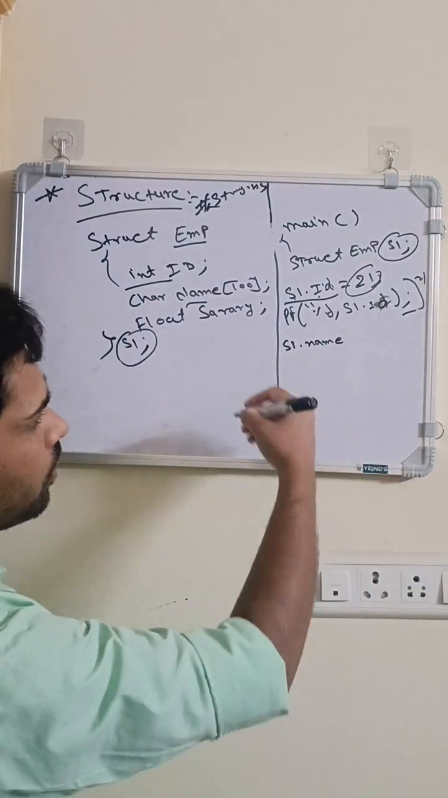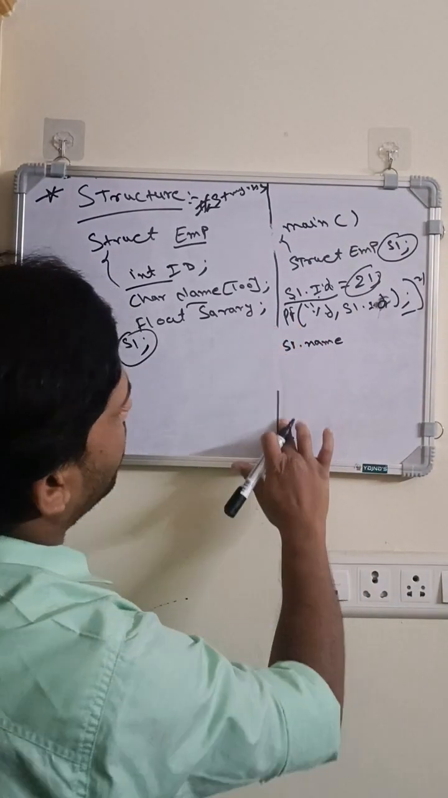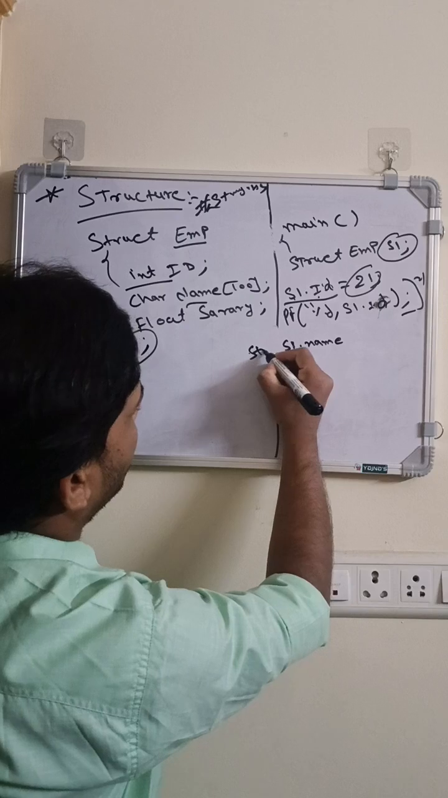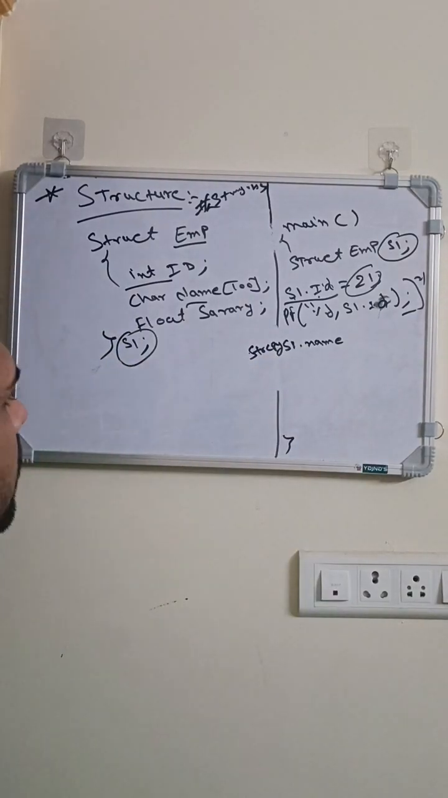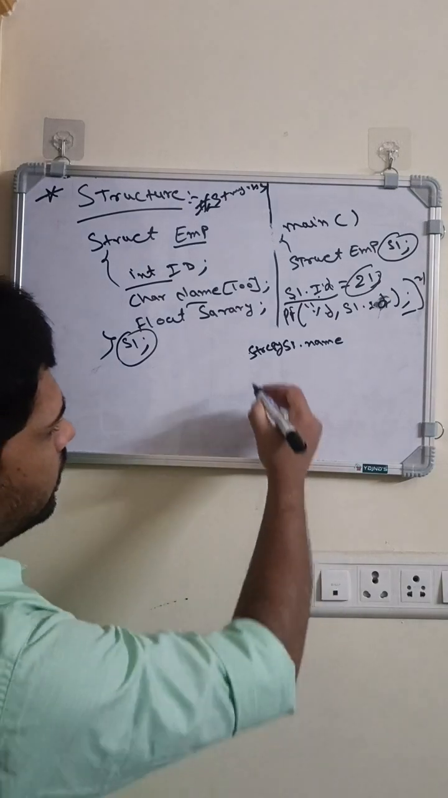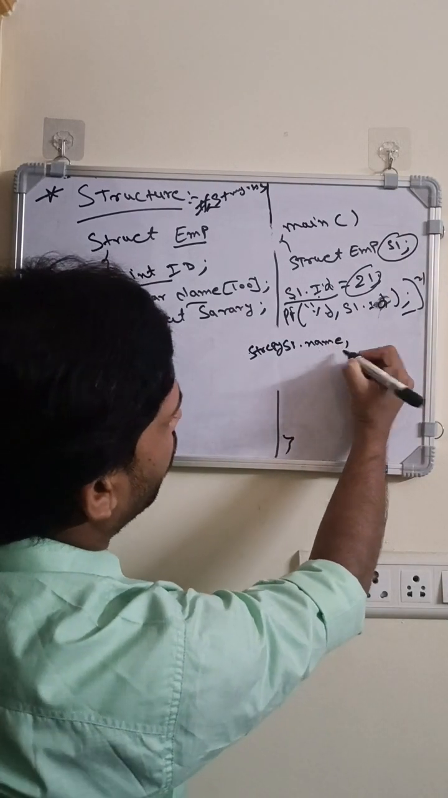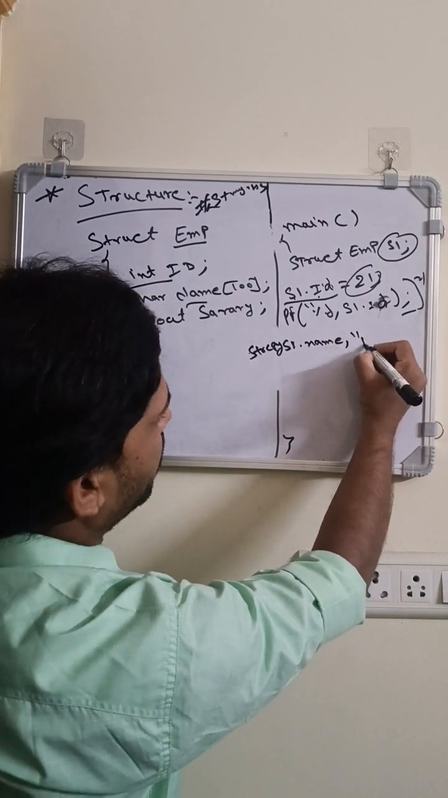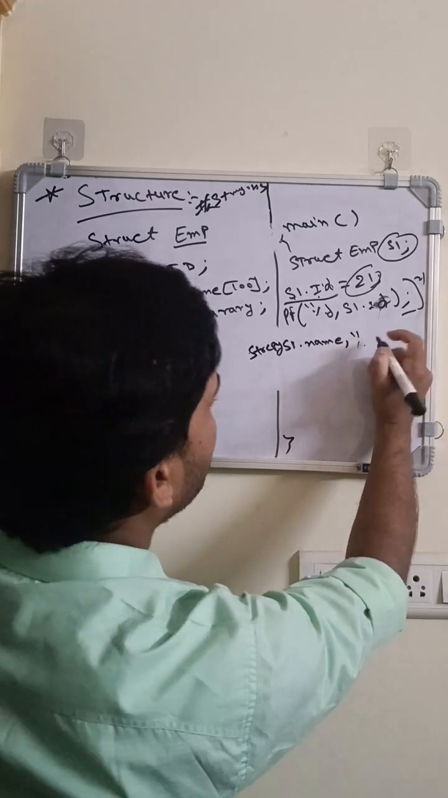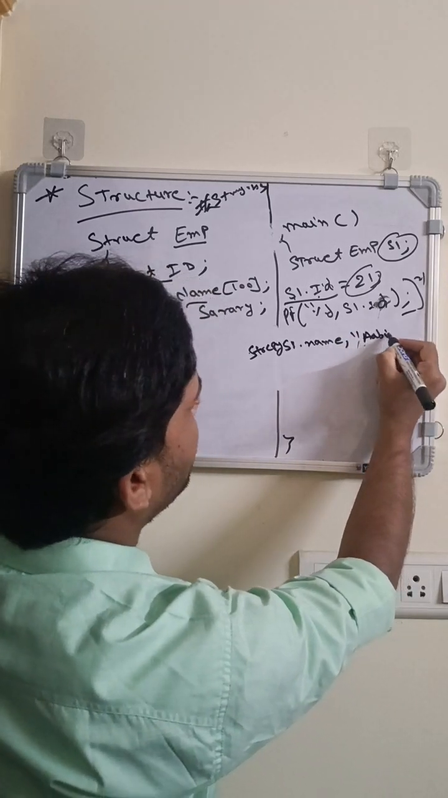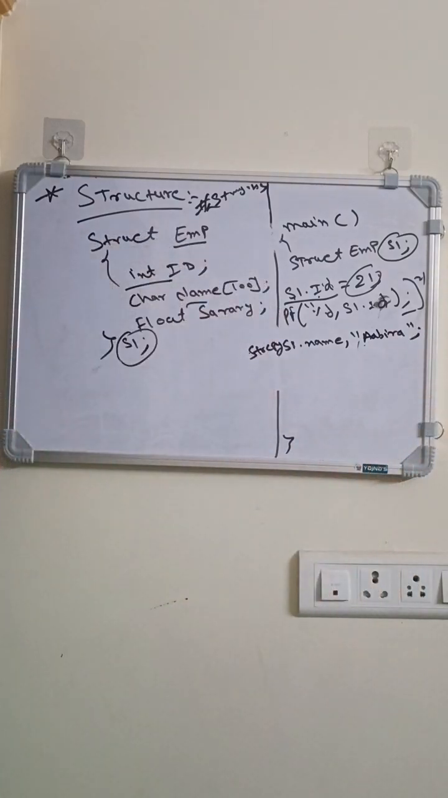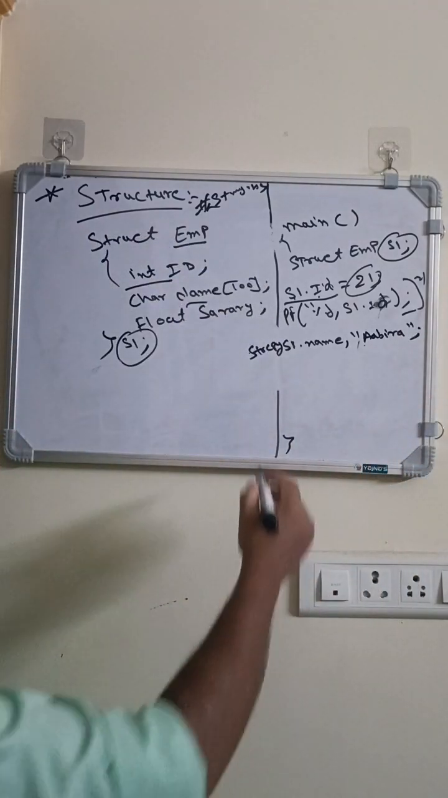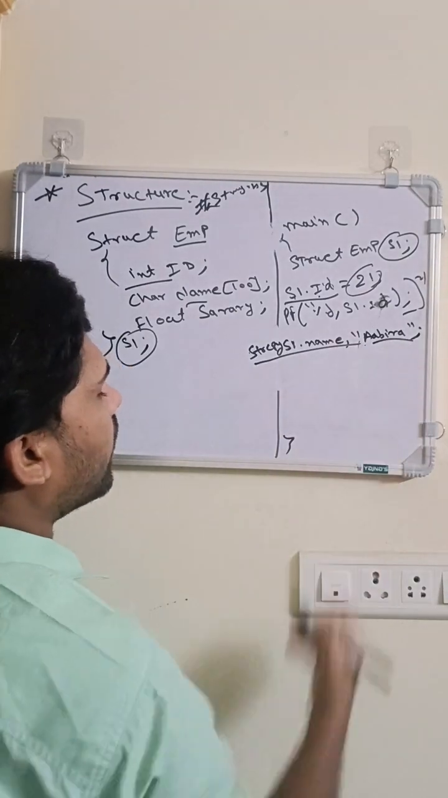So here we have to use the string library function strcpy, string copy, with s1 dot name comma the name you want to give. So Avira, we will give that name. This is the initialization of name; here we are accessing it and initializing Avira as the name.